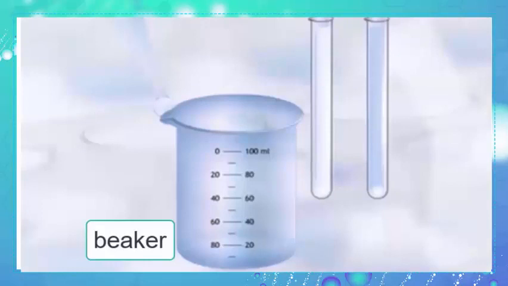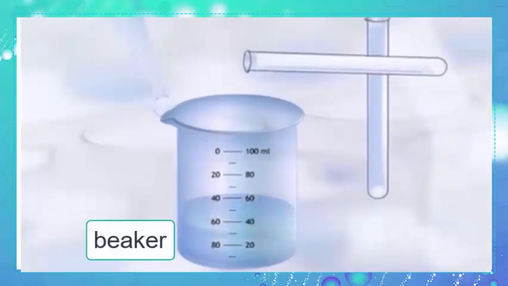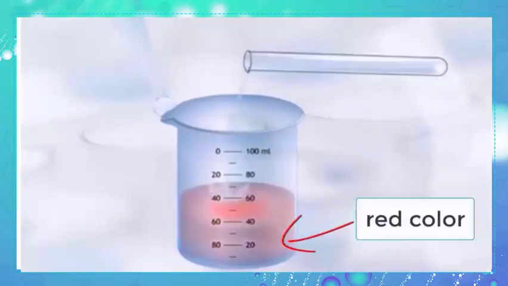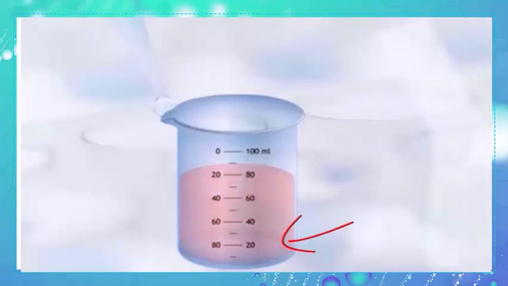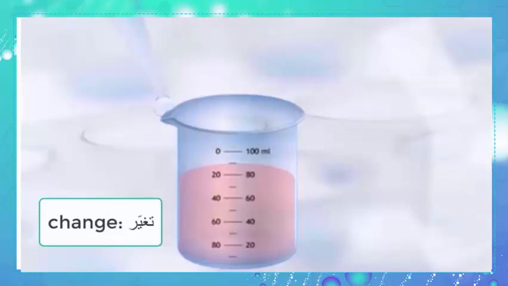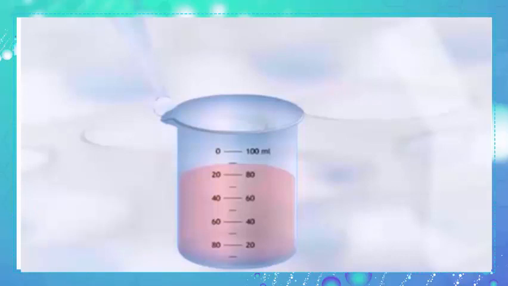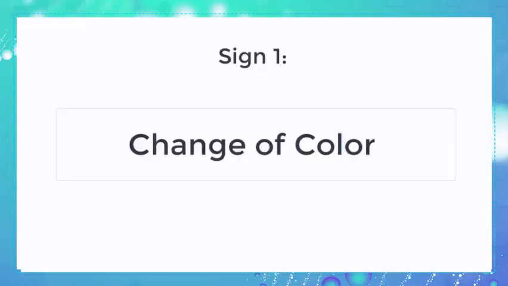Now, I want you to see what will happen in this beaker. We add the first reactant, which is colorless. But when we add the second reactant, we recognize that the color changed from colorless to red color. This is what we call by change in color. So, sign 1 is change of color.